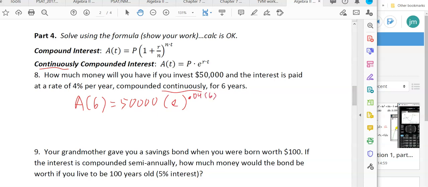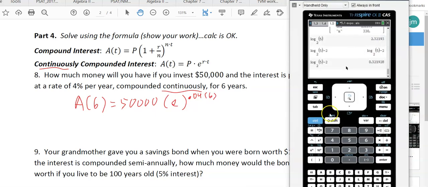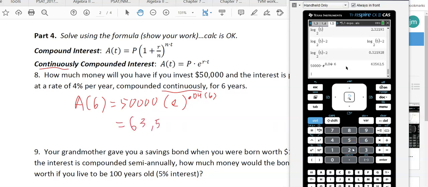And then you just get out your calculator, type that in. This would be 50 times e to the power of 0.04 times 6. So that's equal to 62.5. And if I mouse up, let's see if I can see more digits. Actually 0.46, right? So better to put 0.46 there.